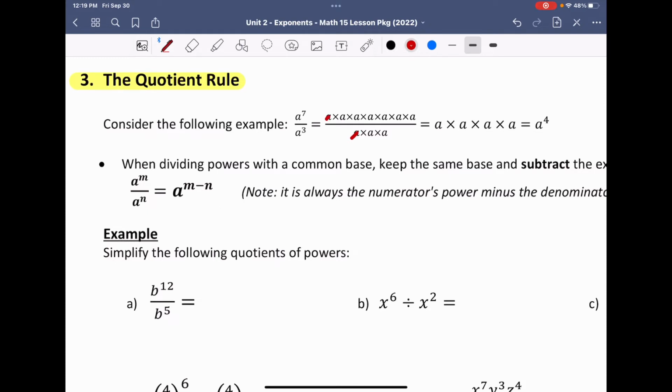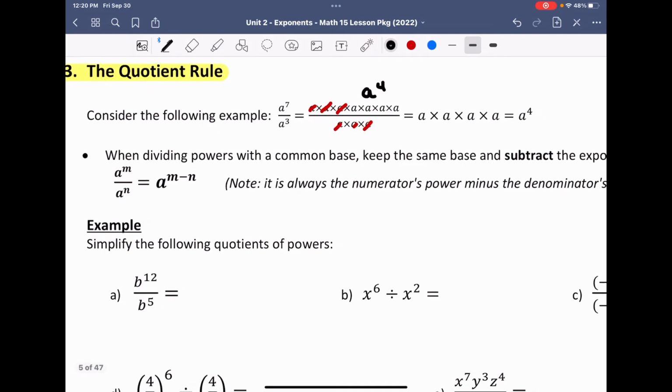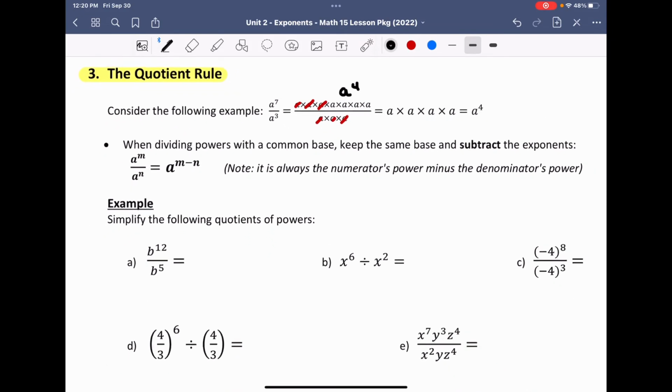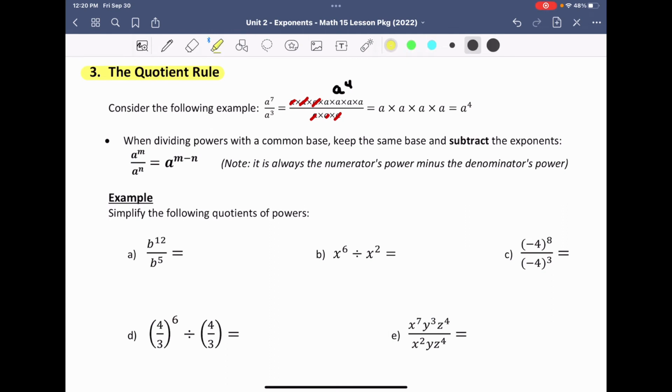I have 1a shared, 2a shared, 3a shared, and how many do I have left over? I have a to the 4 left over in my numerator, or 4a's to be more specific here. So when we divide powers with a common base, we keep the base and subtract their exponents, and that gives us what we know as the quotient rule, or two bases that are the same being divided.